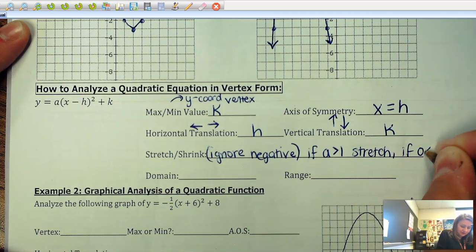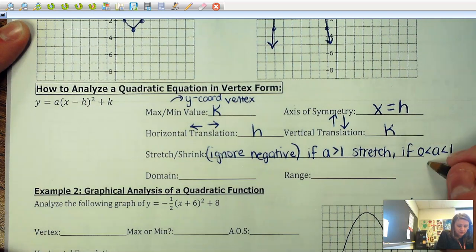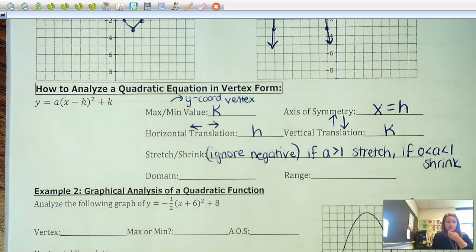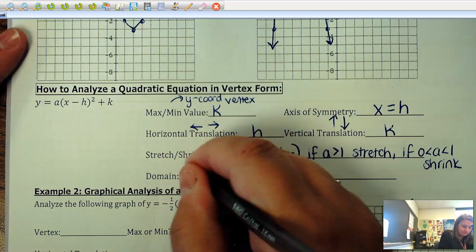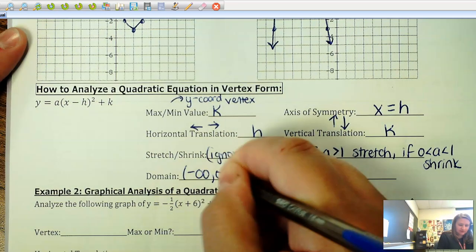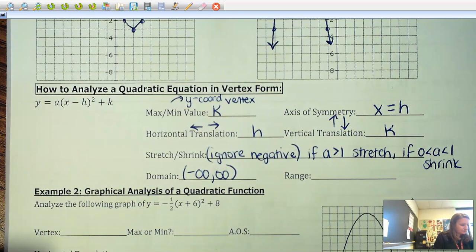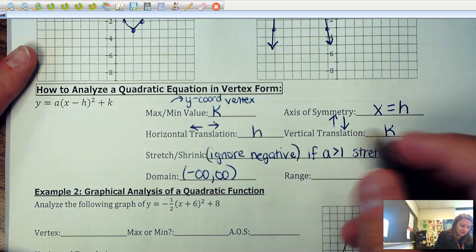If that a value is between 0 and 1, like a 1/2 or a 2/3, you have what we call a vertical shrink. Now, domain, negative infinity to infinity, goes left and right forever, doesn't matter the direction it turns. The range, I'm going to write two things.